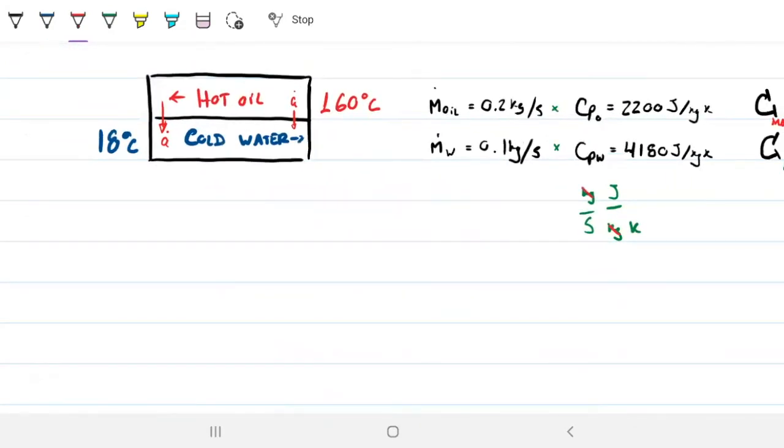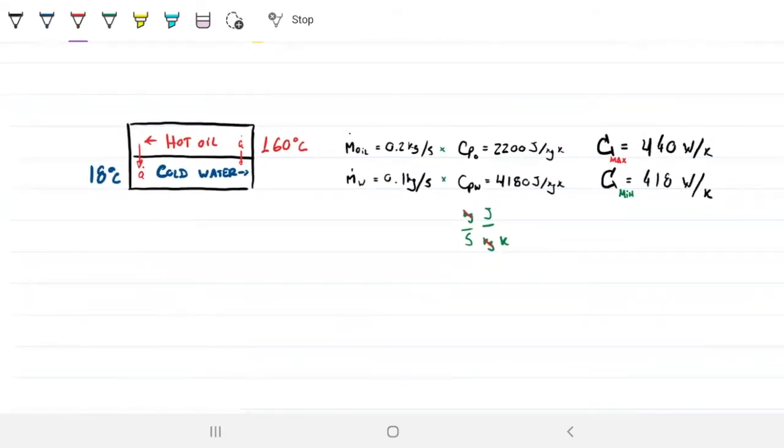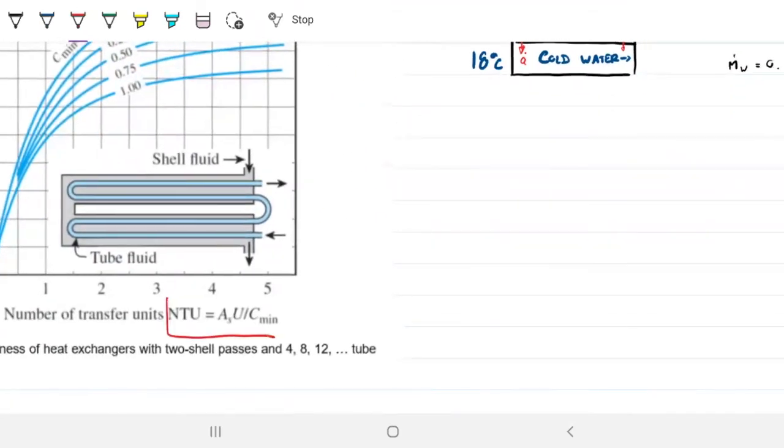And note how this is more of a realistic problem, right? Because you know the things that you're putting in, but you want to be able to determine what's going to come out. And then if it's not good enough for you, you can go back and tweak and mess with areas and all that, right? So to do that, I'm going to use the NTU method, the number of transfer units, which, as this equation is telling you, is related to the surface area, the overall heat transfer coefficient, and the minimum heat capacity.